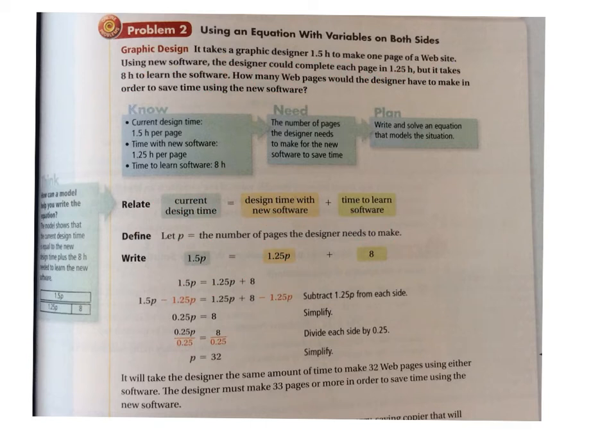And again, we can solve that. Subtract off the 1.25p to give us 0.25p, leaving the 8 over here. Divide off the 0.25. 8 divided by 0.25 is 32. So by the time you break even, it's 32 pages to make it equal. Don't forget to label that as well.